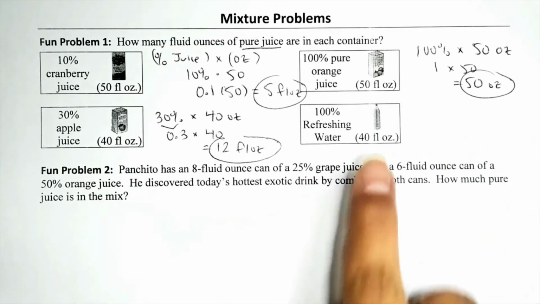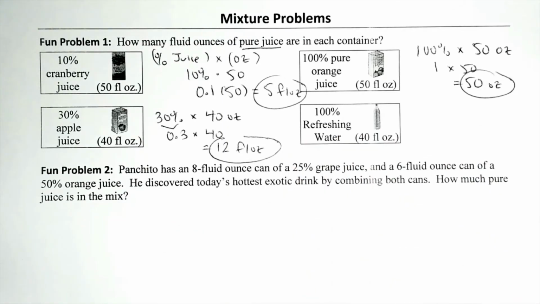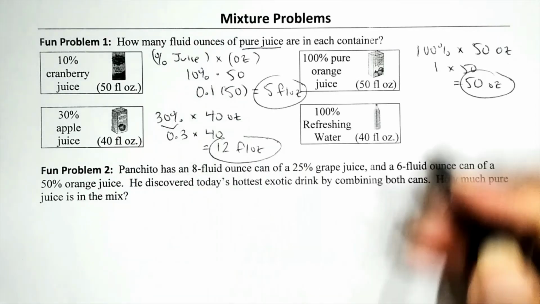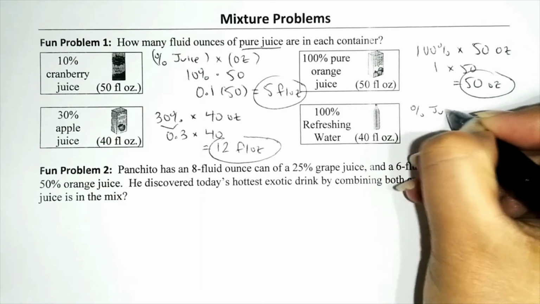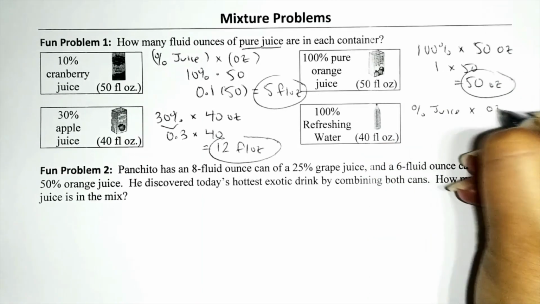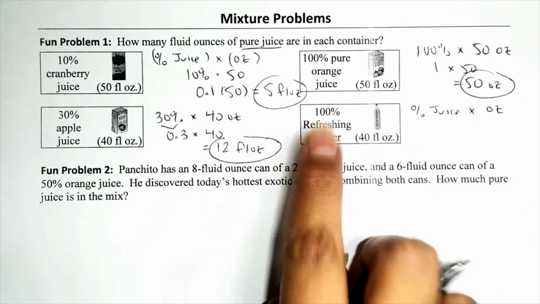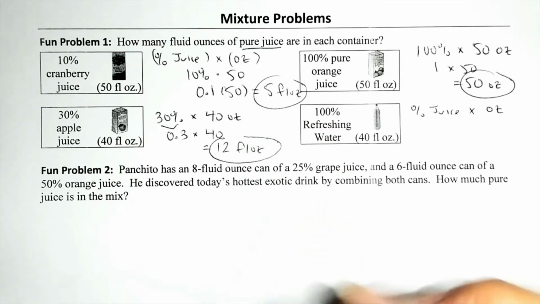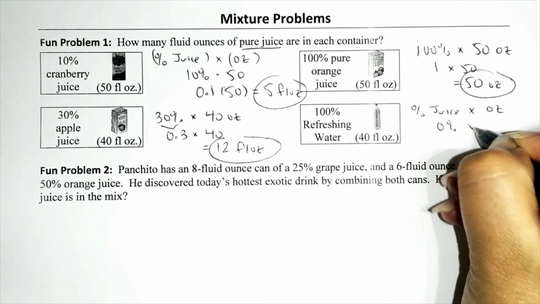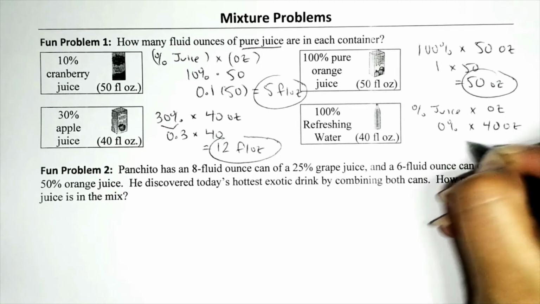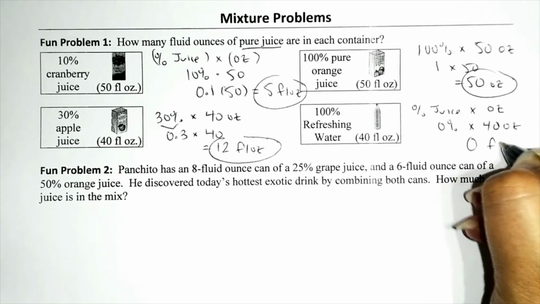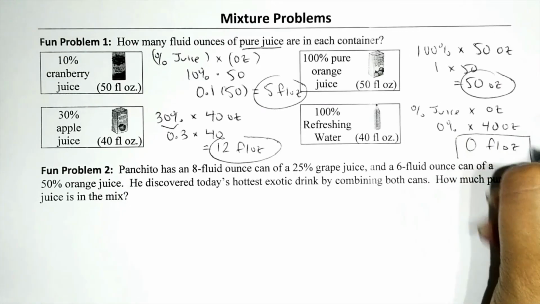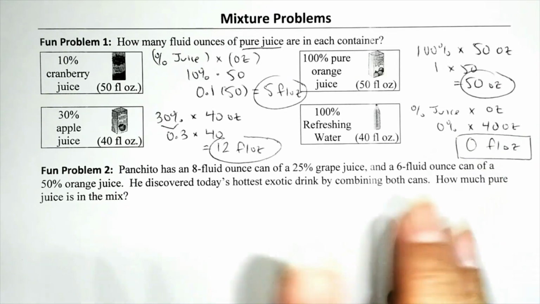So my eyes, because I see the 100%, I'm naturally gradually leaning towards putting 100%. But I want to know how much pure juice is in here. So remember, how do we do it? We take the percent juice, and then we multiply it by the number of ounces. What is the percent juice in water? 0. So it's 0% times 40 ounces. So that gives us a grand total of 0 ounces. I'll put the fluid just because the 0 and the O kind of look the same to me.